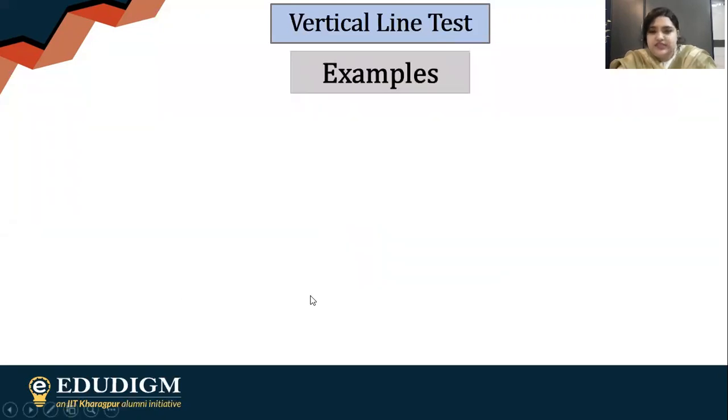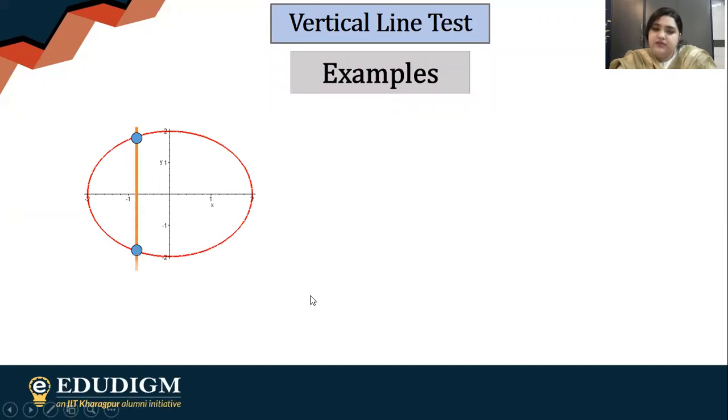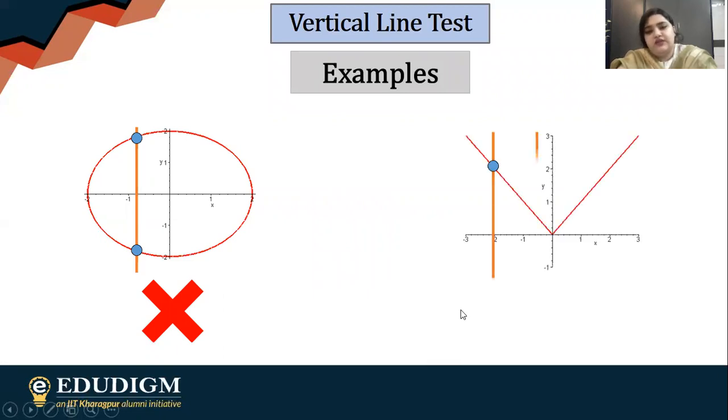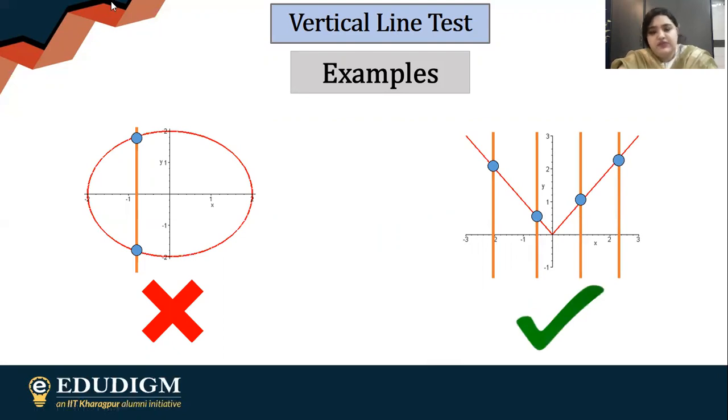So let's just see some examples. Look at this one. This is not a function because even if I get one such vertical line which fails to connect with the graph at exactly 1 point, we are done. Now, if you look at this one, draw any vertical line, we are good with this. So I hope you understand the significance and the algorithm of this vertical line test.